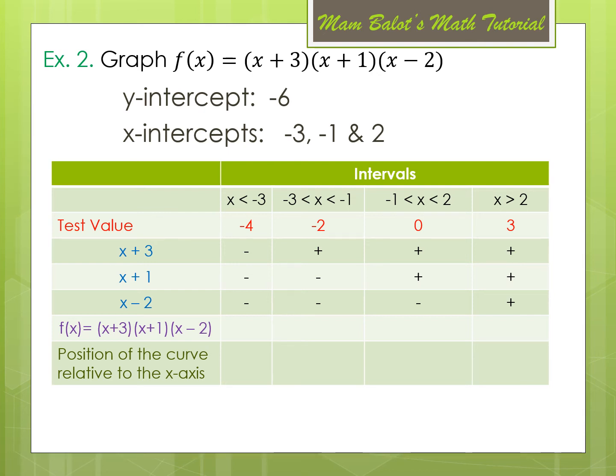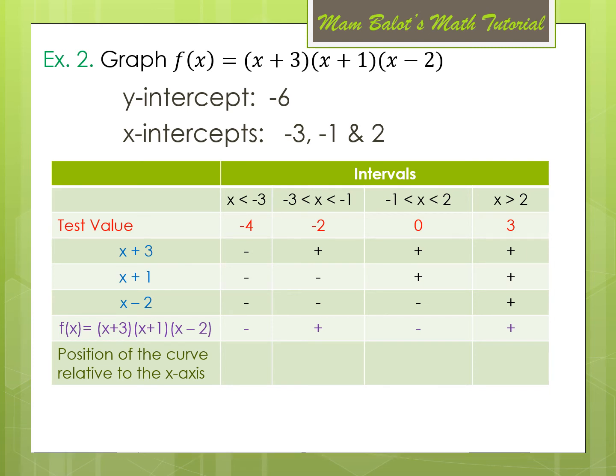Now we will multiply the signs in each column to get the resulting sign of the whole function. For the first interval, we have negative times negative times negative, so the result is negative. For the next column, positive times negative times negative results in positive. Then for the next column, we have positive times positive times negative, so the result is negative. And for the last column, positive times positive times positive, so the result is also positive.